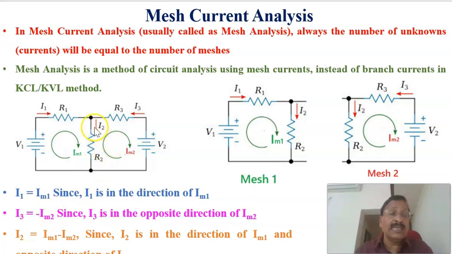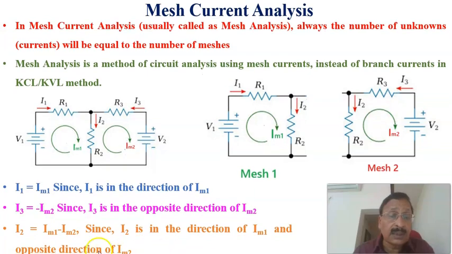Then the next one, this branch current I2, is equal to, if you are assuming I1 is more than IM2, since it is marked as I1 in this direction, I2 is in this direction, that is equal to IM1 minus IM2. Since I2 is in the same direction as IM1 and opposite to the direction of IM2, that is why the current I2 is equal to IM1 minus IM2.